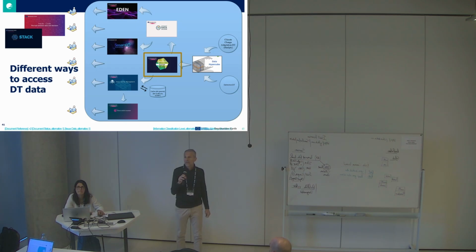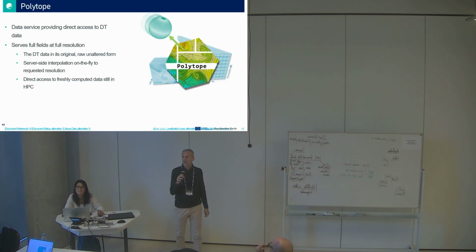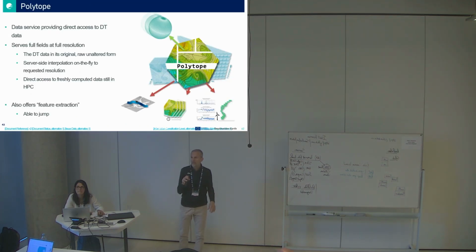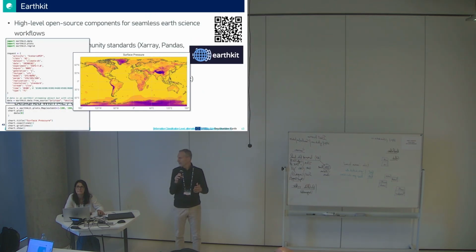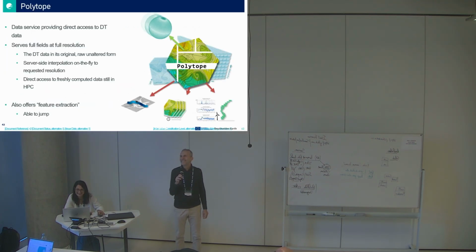We go to the next slide. These are the highlights or the key facts about Polytope. This is sort of directly accessing the hypercube from the outputs. So here it states that it's the original unaltered representation, server-side on the fly, direct access to the freshly computed data, but that's also available through HDA.